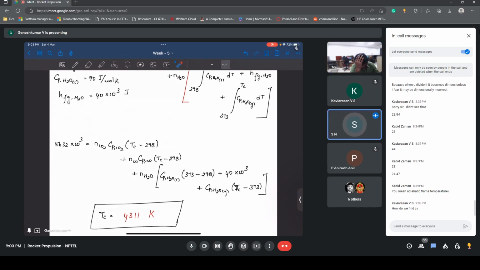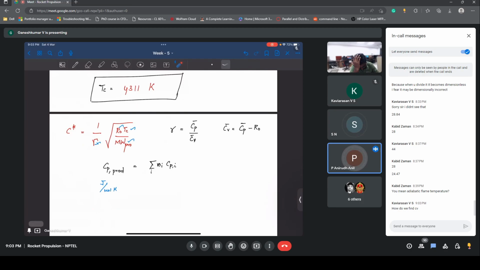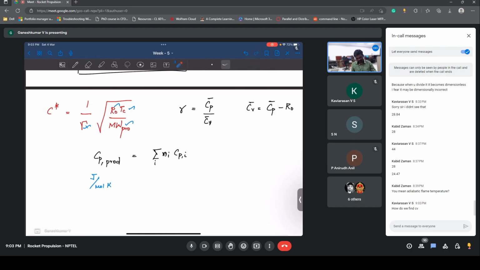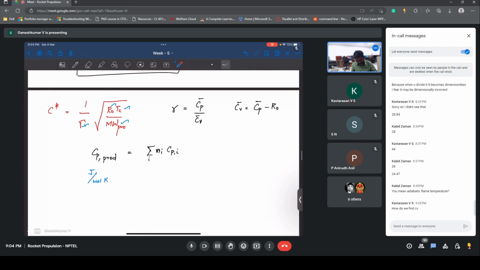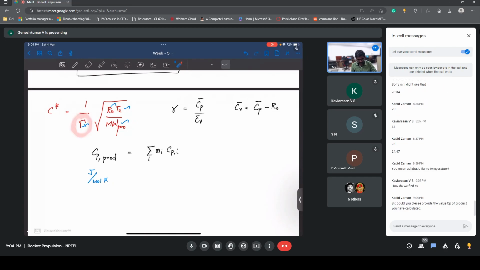Yeah, the last step I think I did not follow, sir. The Cp of products. Okay, so this C star velocity we know it is a function of gamma, right? We have R naught, we have Tc, we have the molecular weight of products, but we don't know gamma. In order to find gamma, gamma is nothing but Cp by Cv. So we need to find Cp, we need to find Cv. Cv you can calculate from Cp. Now how do we calculate Cp? That is the question, right?